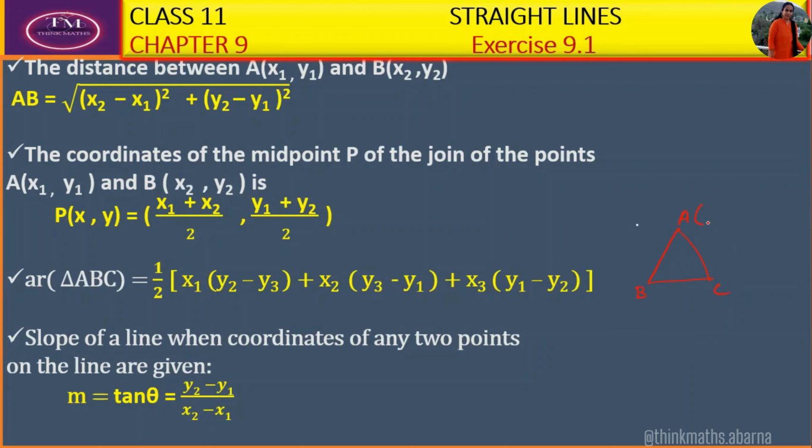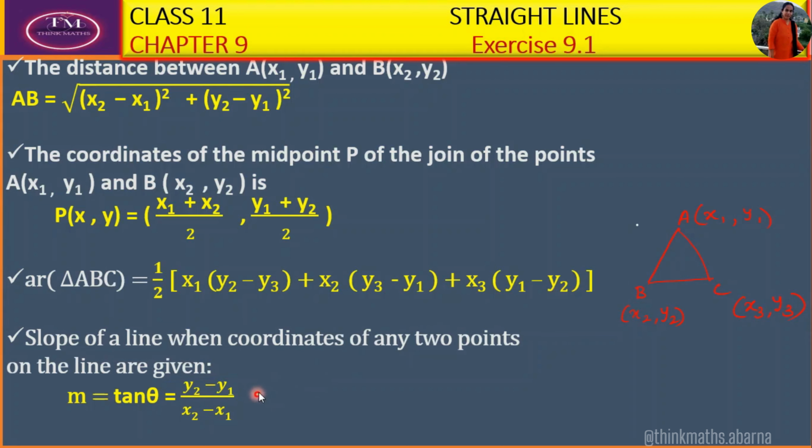If A has the coordinates x1 comma y1, B has the coordinates x2 comma y2, and C has the coordinates x3 comma y3, then using this formula, area of triangle ABC is 1 by 2 times x1 into (y2 minus y3) plus x2 into (y3 minus y1) plus x3 into (y1 minus y2).